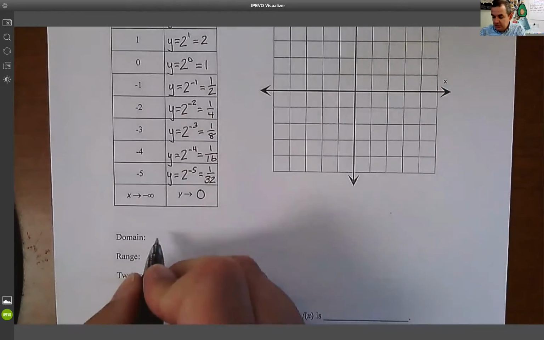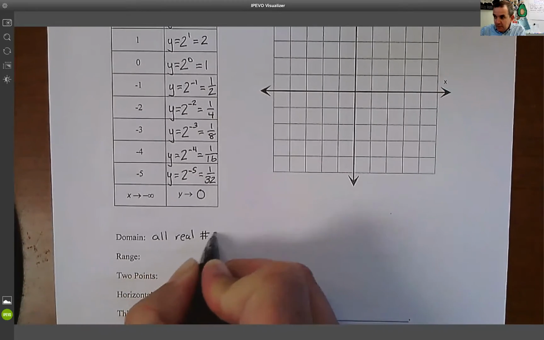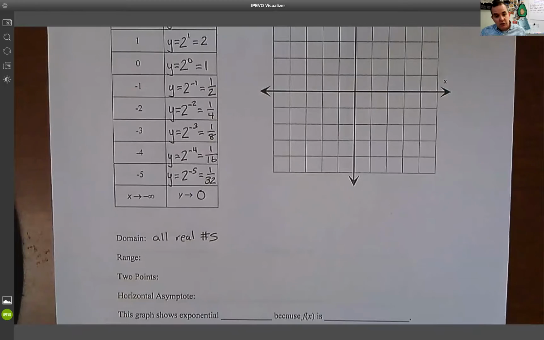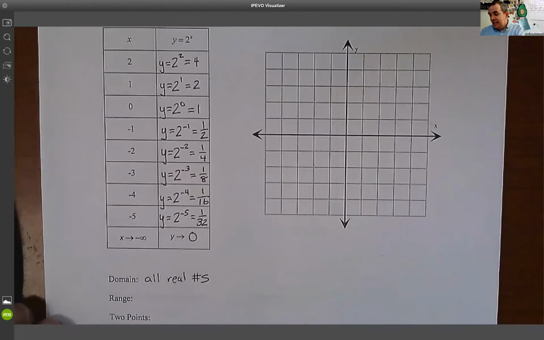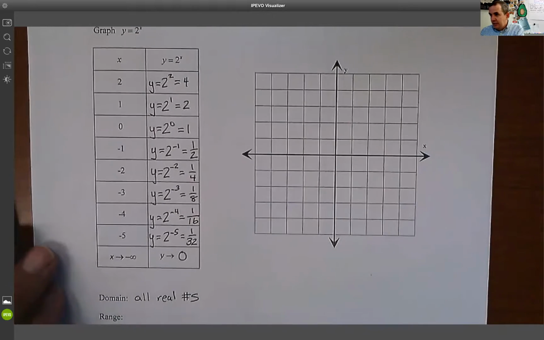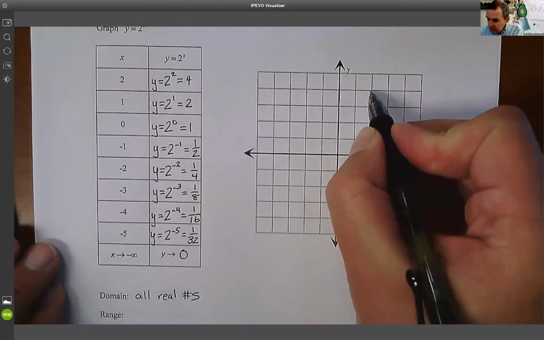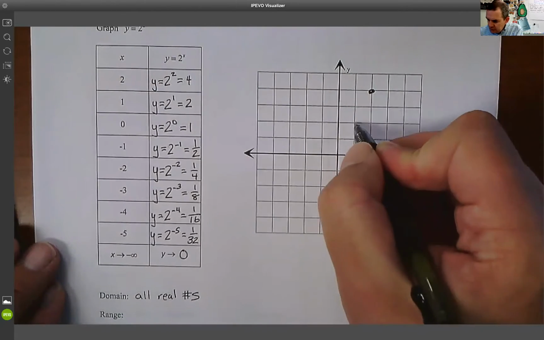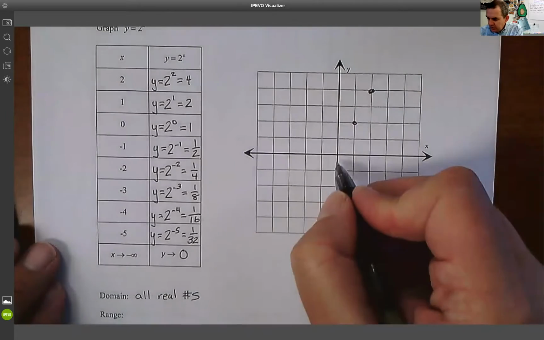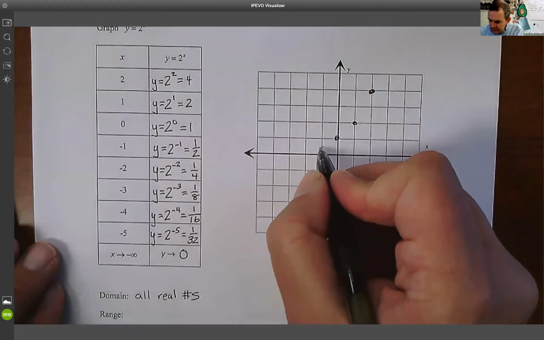On exponentials, the domain is always going to be all real numbers because we can put in any number for x. Now our range is going to be kind of unique here, because our range is basically what values y can take. If we look at this, there is 2, 4. There is 1, 2. There is 0, 1. There is negative 1, 1/2.